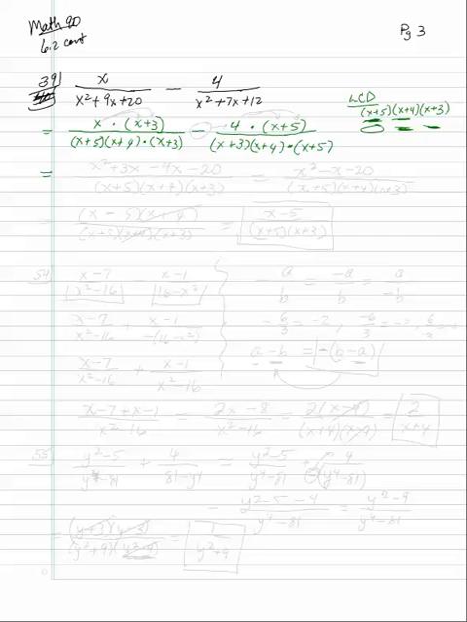Now I'm going to make one big fraction with the common denominator. I'm going to distribute the top. So that'd be x squared plus 3x. And then remember this minus 4. I'm going to make that minus 4 and then distribute the negative 4. So it'd be negative 4x, negative 20. Combine my like terms.